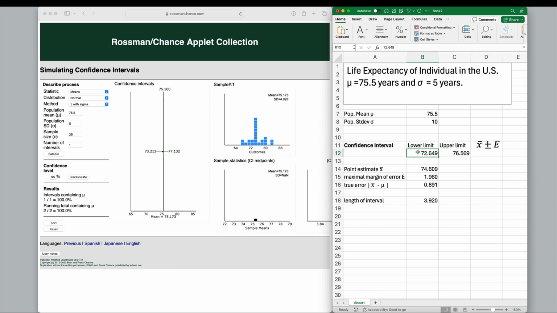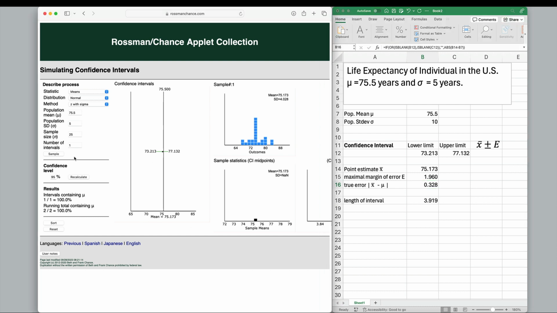Okay, so let's go ahead and punch in those numbers: 73.213 and 77.132. Okay, so therefore their point estimate once again is just that. The margin of error, notice, didn't change. Okay, it's still 1.96 for this particular procedure. Okay, and the true error, which is 0.328, is actually smaller than the 1.96. This should always be the case if we captured the mean. So let's try that again.